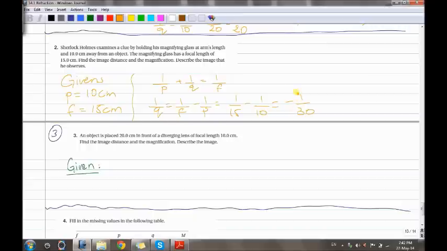So the answer is Q equals negative 30. We flip, and then we have negative 30 centimeters. So now let's find the magnification. Negative Q over P. Negative over negative is positive. So it's going to be just 30 over the P, which is 10. So the answer, the magnification, is 3.